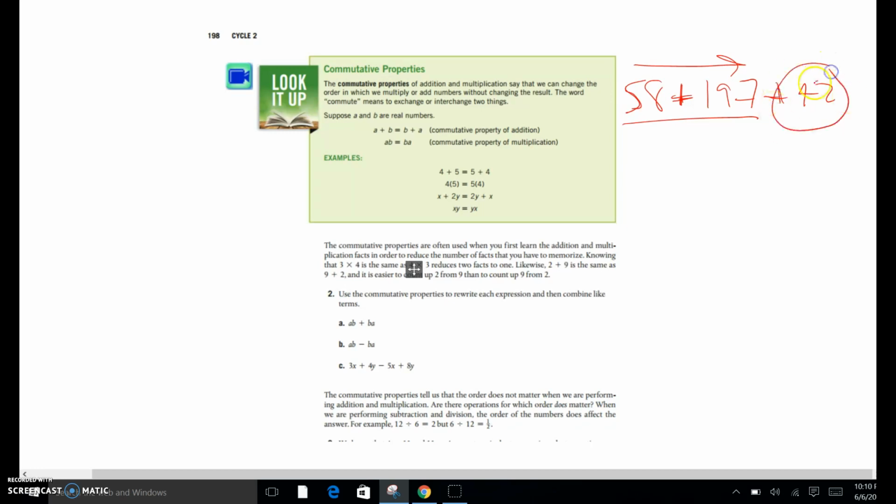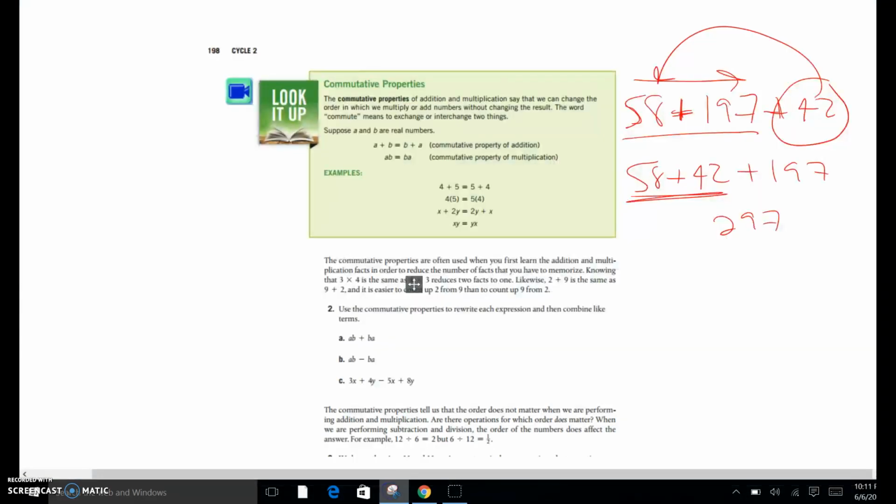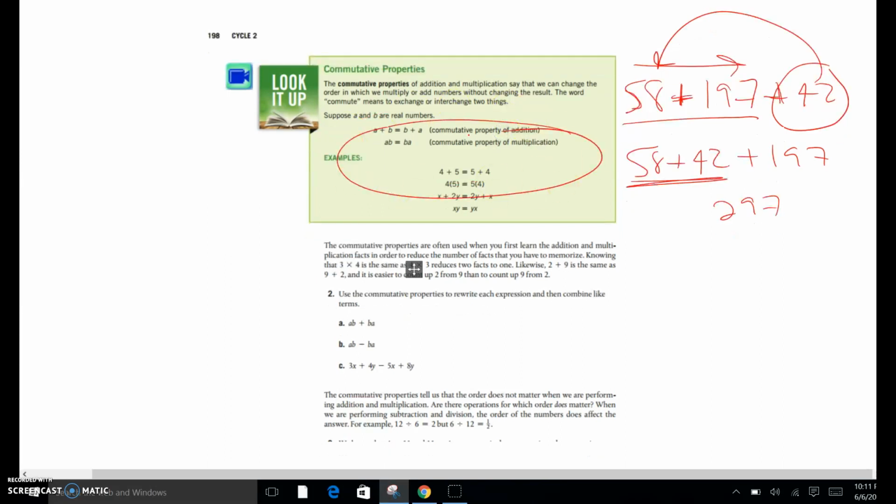But I look at this and I'm like, gosh, if I put the 42 over here, I get 100. So I really want to move it so that my life is easier, because then this equals 100, which I can do mentally. So then I know the answer is 297. So if you want to move something, that is the commutative property, but you can only move it if it's all addition or all multiplication. There's no property for moving things with division or subtraction because it changes the answer.